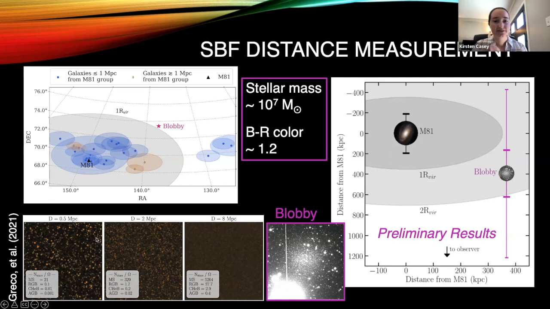To establish it as a backsplash galaxy candidate, we measure the surface brightness fluctuation distance, which basically just takes advantage of the fact that stellar populations that are further away from us have a smaller variation in brightness between pixels in your image. We can measure that variation to get a distance, and when we do that, we find that Blobby lies between 1 and 2 virial radii from M81. It has a stellar mass of about 10 to the 7 solar masses, and its red color suggests that it's quenched.